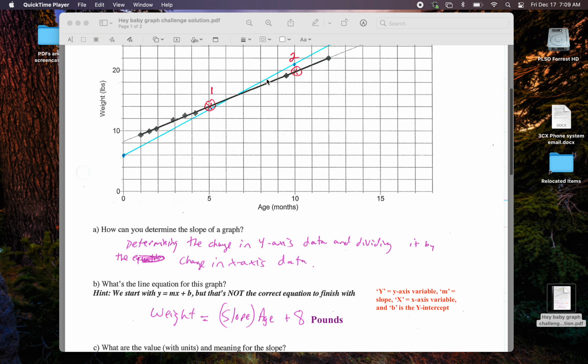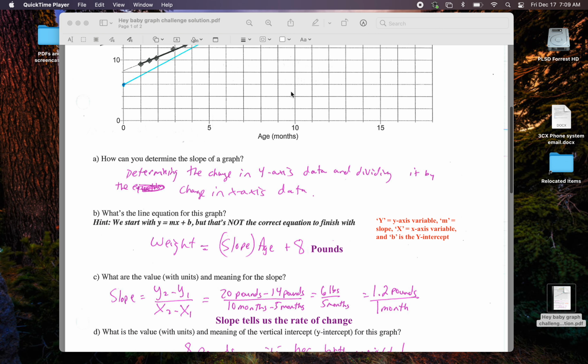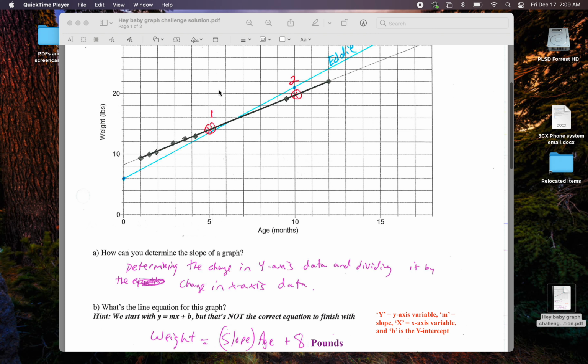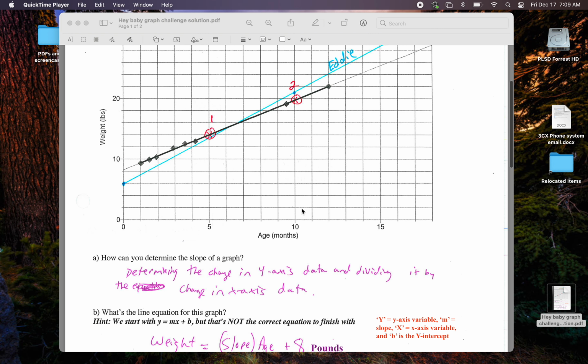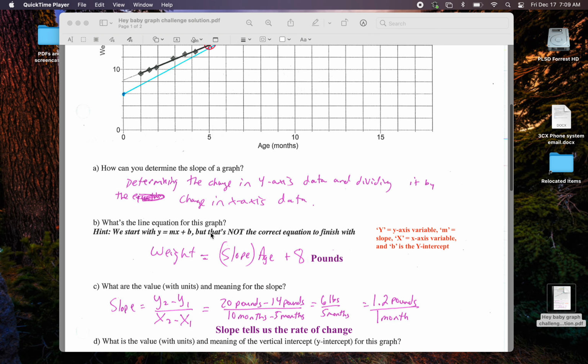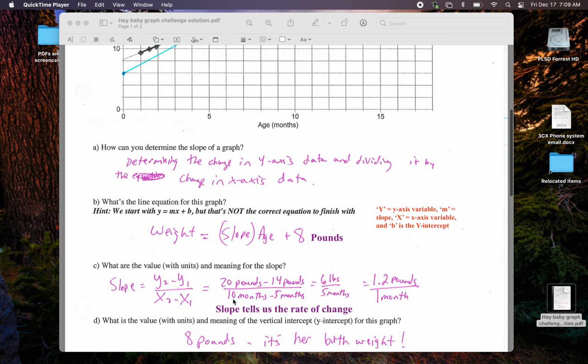At any rate, so I've chosen this is point 2, this is point 1. So when I look at this to calculate it, I want the y-axis value for point 2. Well, if I look at this over here, that's 20 pounds. The y-axis value for point 1 is here. That's at 14 pounds, judging from my graph scale. The x-axis value for point 2 is down here. That's at 10 months. The x-axis value for point 1 down here is 5 months. So I have 20 minus 14 pounds in the numerator, 10 minus 5 months in the denominator. That's 6 over 5. But we reduce that to a decimal form. So that's 1.2 pounds per month.